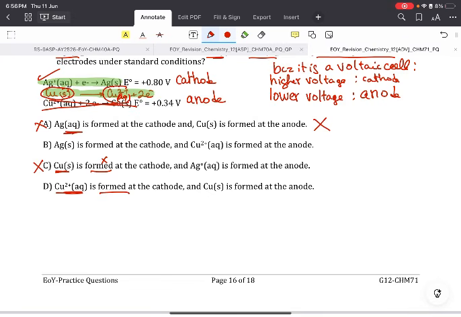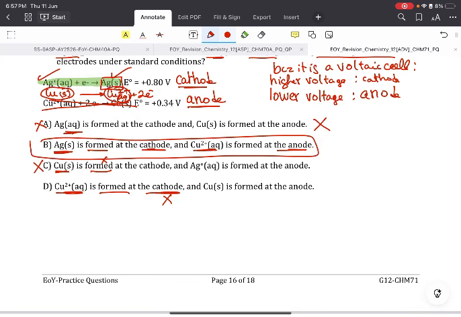Cu2 plus is formed. Yes, Cu2 plus is formed at the cathode. No, it's formed at the anode. So this one is wrong. Now that leaves me with this option. Ag solid is formed. Yes, I obtained Ag solid at the cathode. True. And Cu2 plus aqueous, here you go, is obtained at the anode. This is the correct answer.